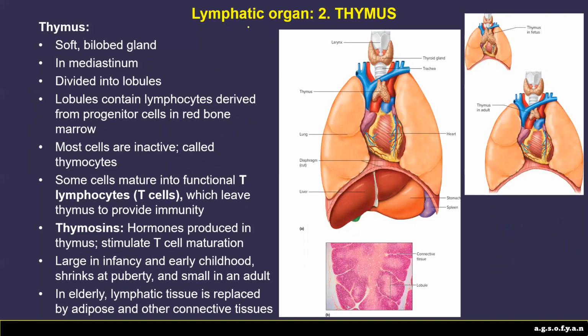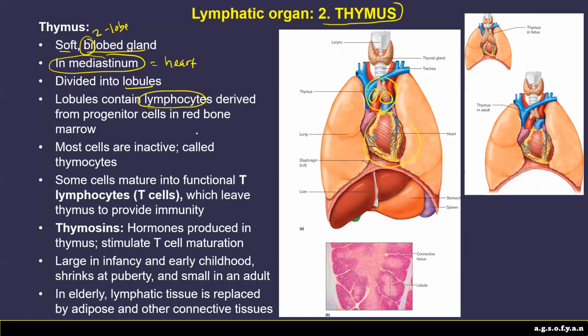Now, the lymphatic organ number 2, thymus. Thymus is located in the mediastinum. So this is the same location as the heart in our thoracic cavity. If this is the heart, this is the thymus over here. This is a soft bilobed gland, so there are 2 lobes, right and left lobe, divided into many lobules, and each lobule contains lymphocytes.